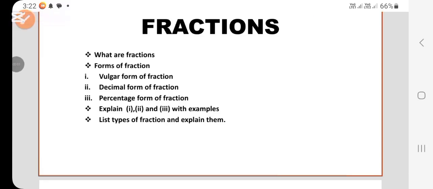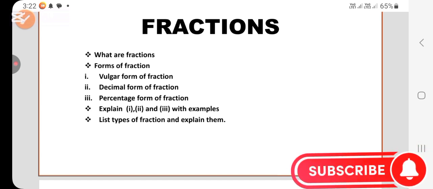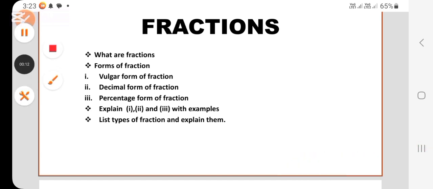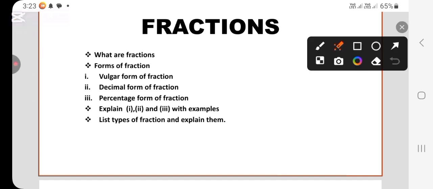Today I'll be talking about fractions, and under fractions I'll talk about what fractions are and the forms of fractions. We have the Vulgar form of fraction, the percentage form of fraction, then the decimal form of fraction. I'll be explaining the Vulgar form, the decimal form, and the percentage form of fraction. I will also list the types of fraction and explain them.